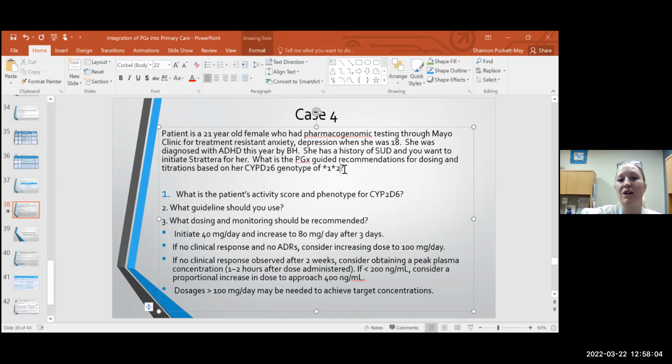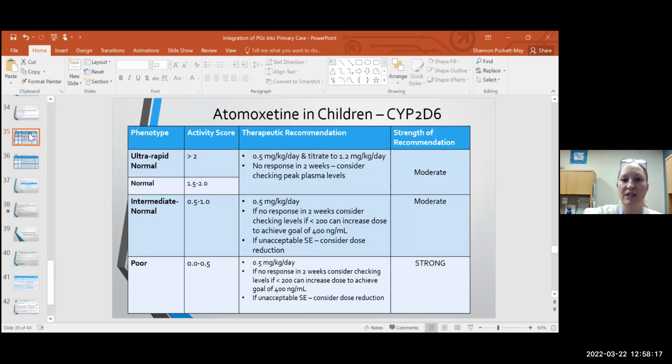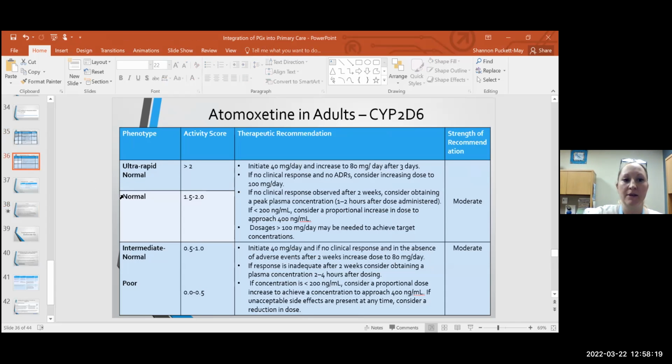So star 1, star 2 is normal metabolizer. Her activity score is normal / extensive. So she's got an activity score of 1.75. So we can go back to that Strattera chart. So she falls right here. And so what we would do is initiate at the appropriate starting dose. We'd increase her to 80 after 3 days, get her to 100.